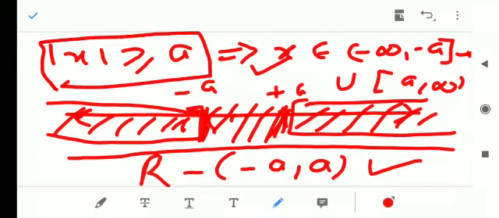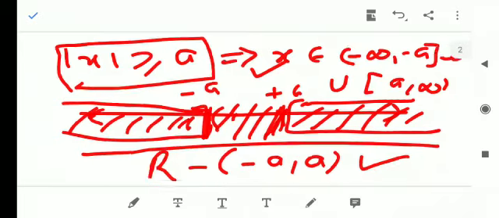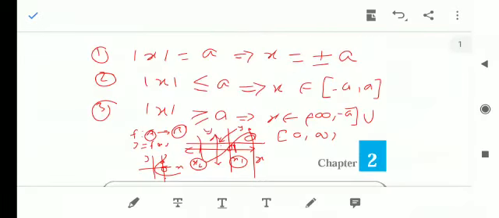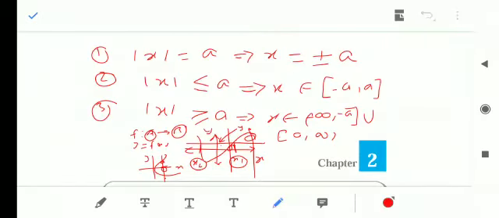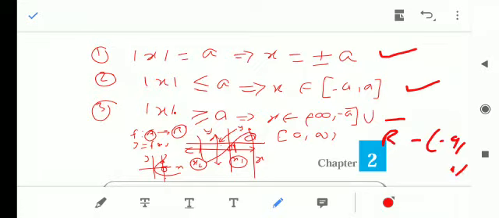So we have seen in the previous video that mod x equal to a implies that x equals plus or minus a. Mod x less than or equal to a implies that x belongs to minus a to plus a. Mod x greater than a implies that x belongs to minus infinity to minus a union a to infinity. This expression we can also write as R minus the interval minus a comma plus a. That is, this is the same thing.